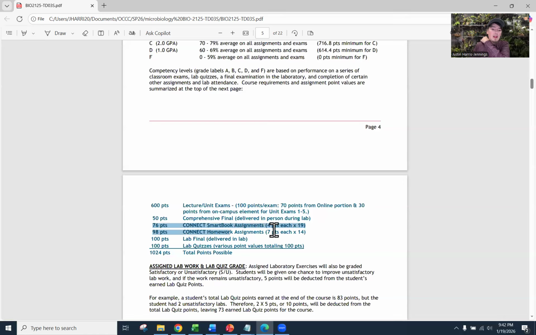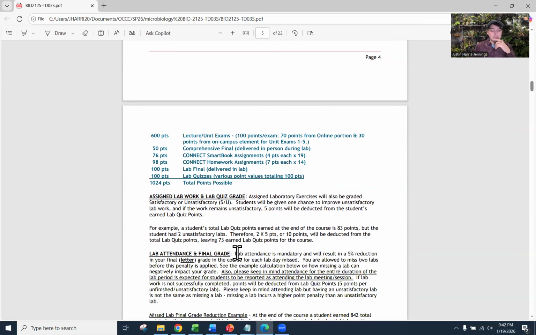Throughout the year, each week, you're going to have a guided reading and homework section through your Connect SmartBook. And then at the end of the year, you'll have a lab practical where we go over the techniques that we've learned in lab. And throughout this semester, we'll have a couple of lab quizzes that will get points towards that.